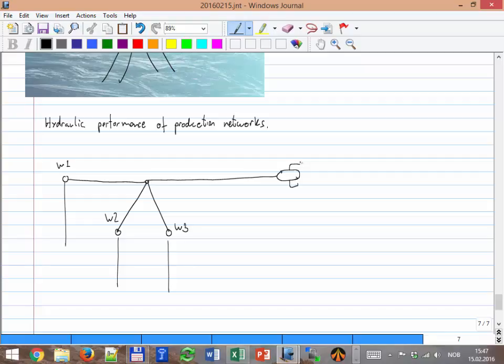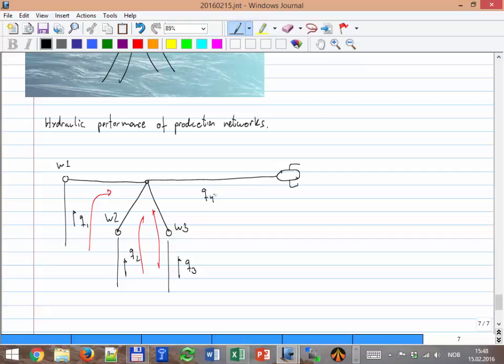The main problem is, for example, you have this system. You can say that this branch depends on flow rate one, this branch depends on flow rate two, and this branch depends on flow rate three. So really, to do equilibrium, we already have three rates, and when they merge here, then we have a fourth rate. So it's kind of difficult.